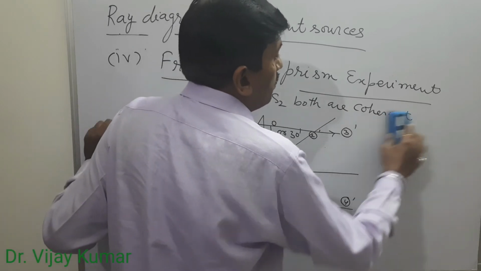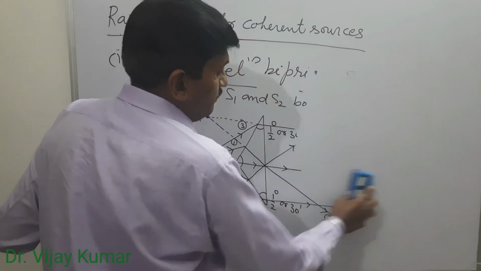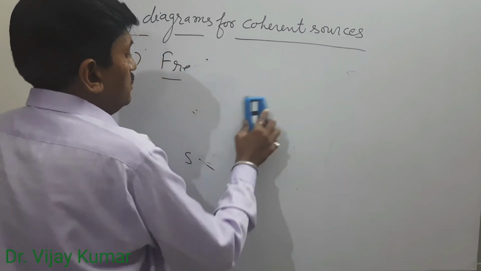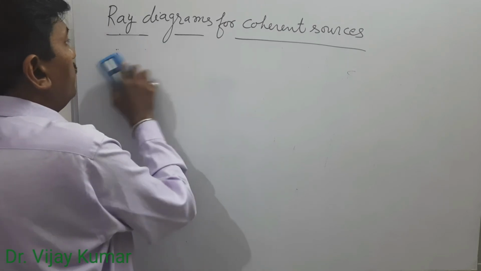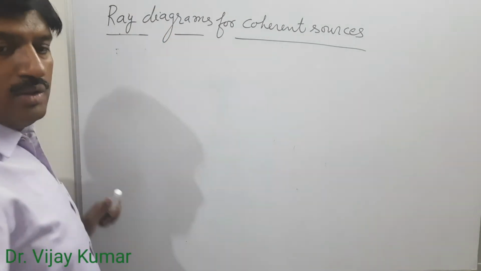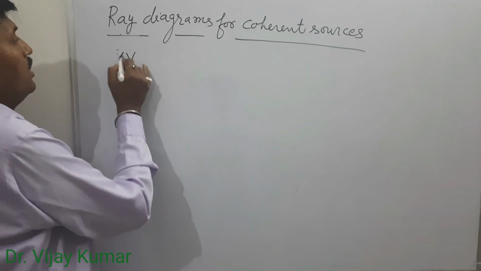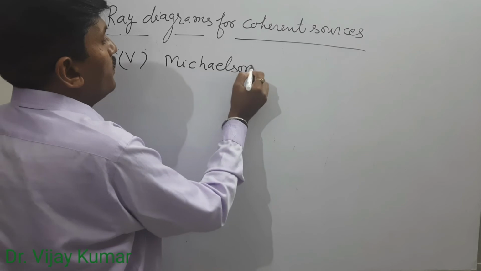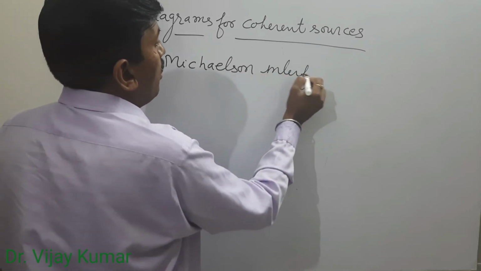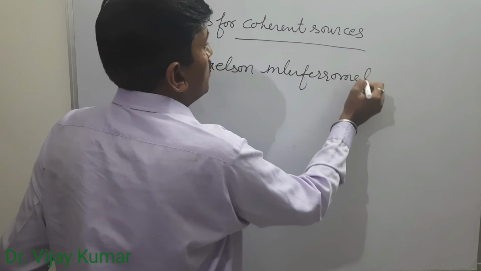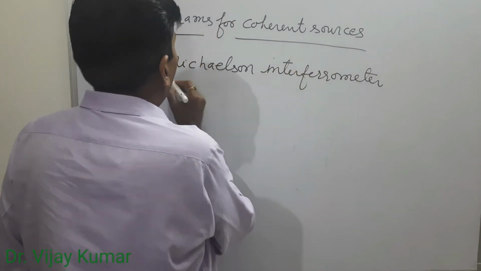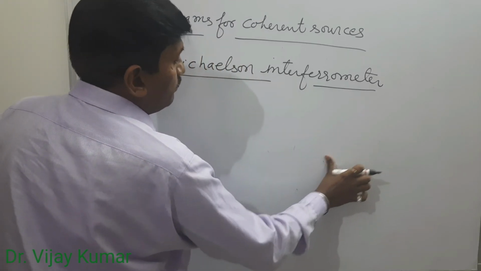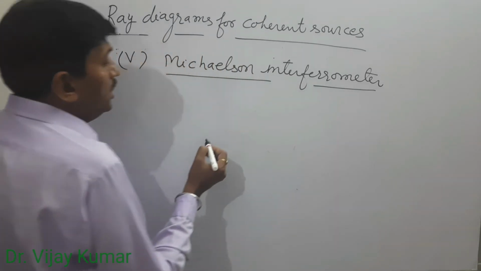This is the fifth method. The fifth method is the Michelson interferometer. We use only a ray diagram for this experiment, for this method, the interferometer.